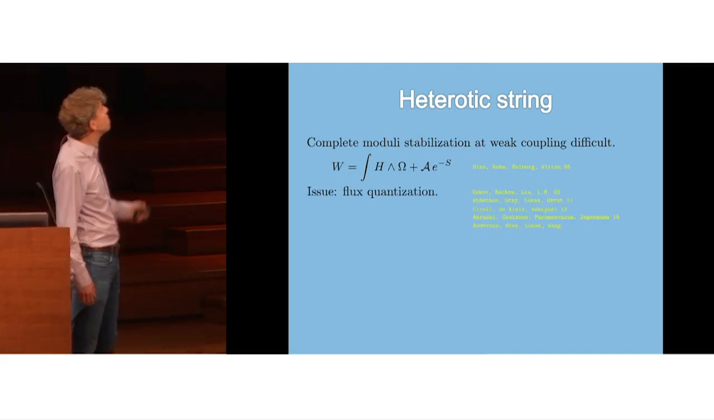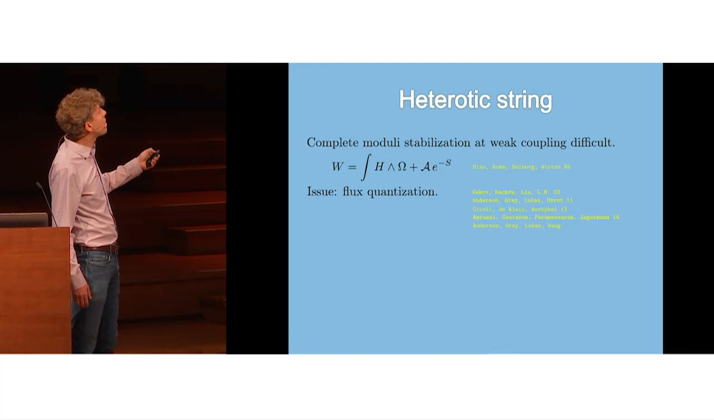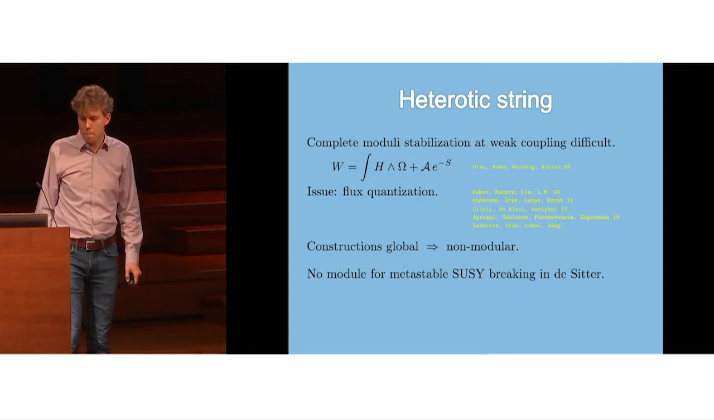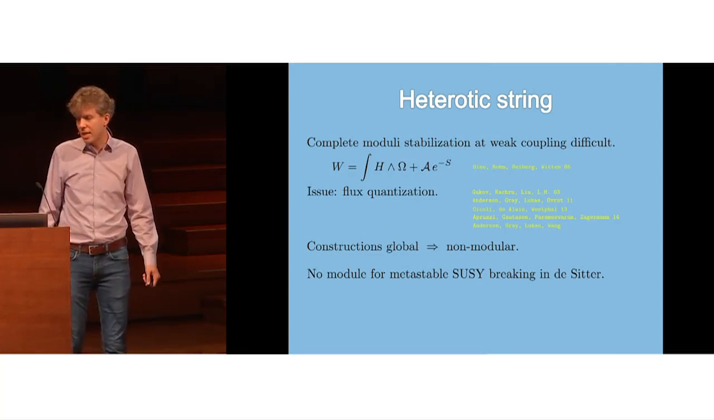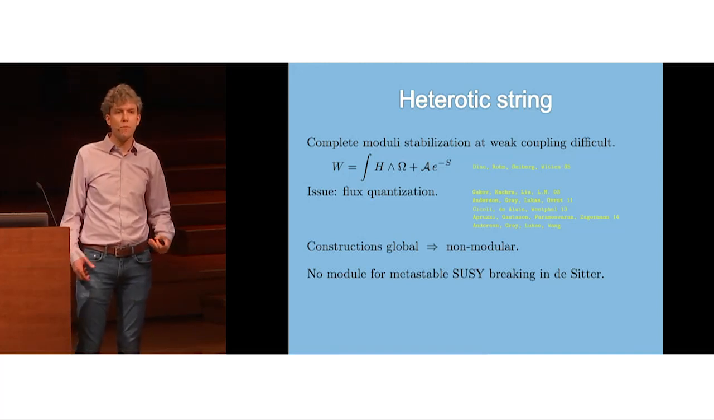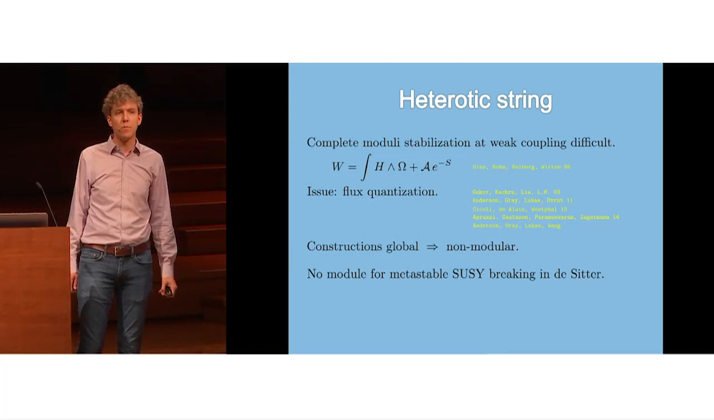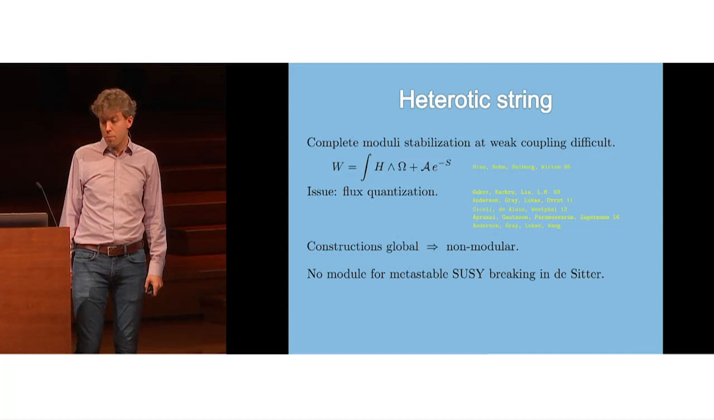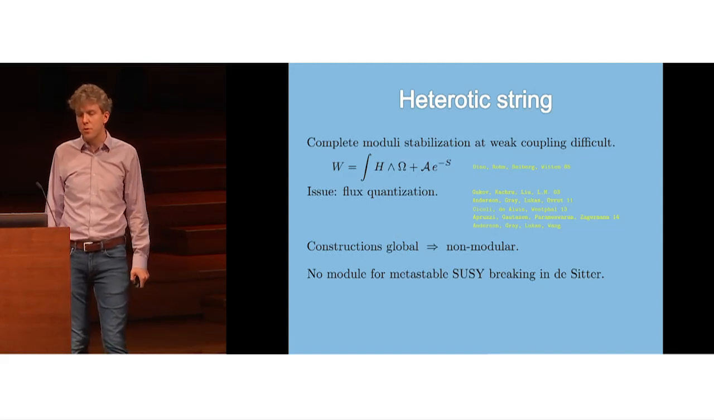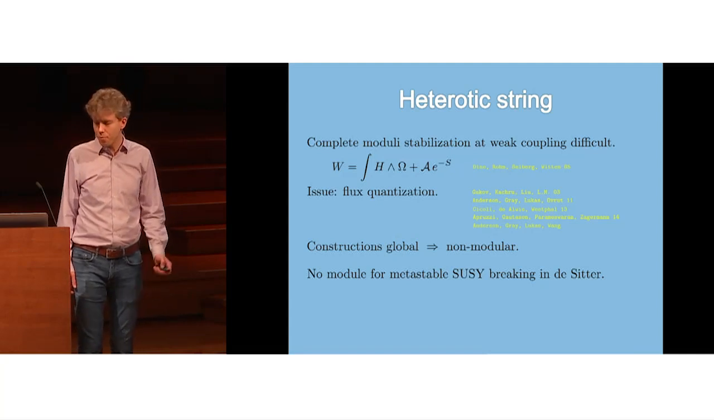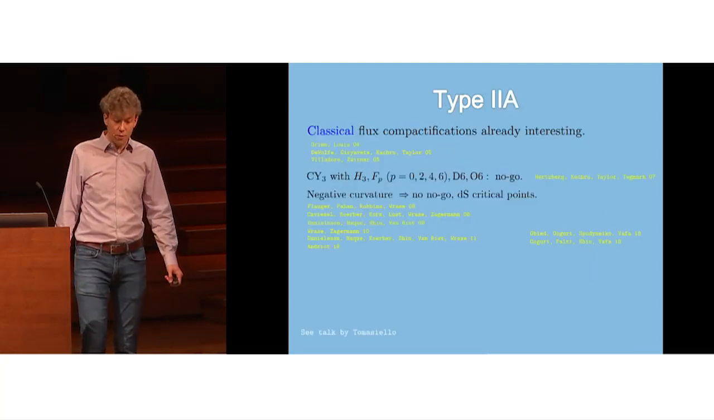The trouble is, with a real flux, flux quantization prevents this term from being small. And so it's very difficult to stabilize at weak coupling. Also, intrinsically, in the heterotic string, the constructions are global, so they're not modular. We don't have the freedom to build separate pieces and stick them together as easily as we do in type 2 constructions. In particular, there's no module for metastable supersymmetry breaking in de Sitter at a parametrically low scale in string units.